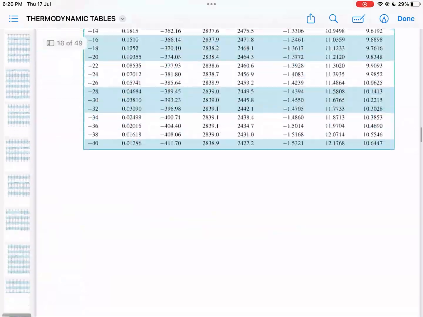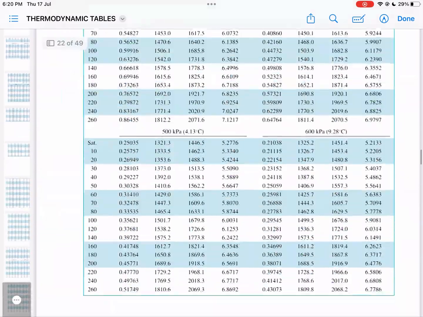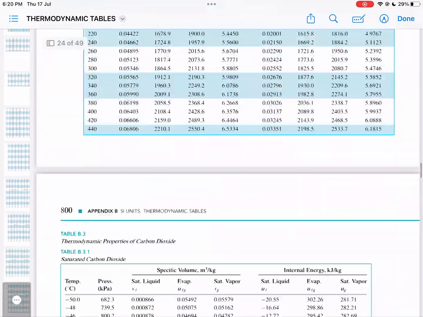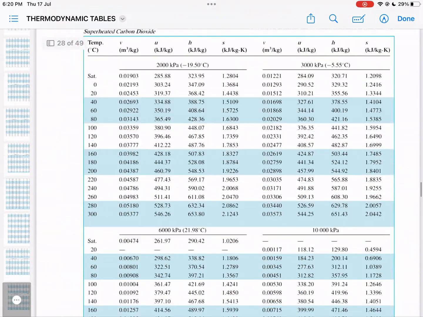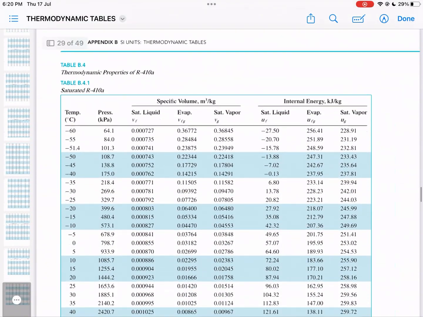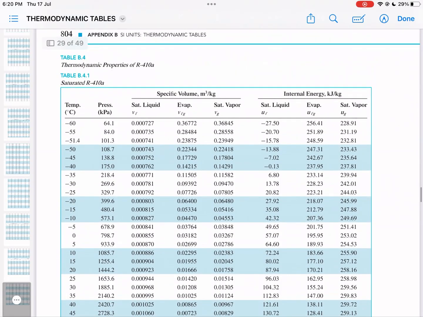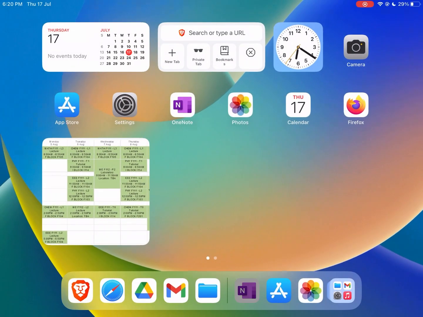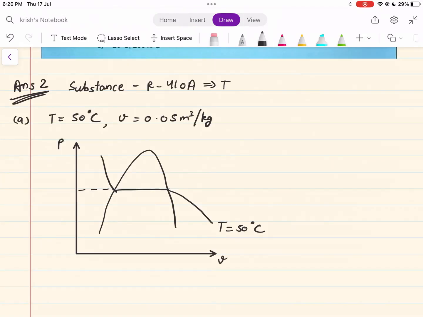I think it will be quite down. Ammonia, and then I think we have methane, not sure, CO2. Yeah, table B.4 is for saturated R410A. Let us write that here.